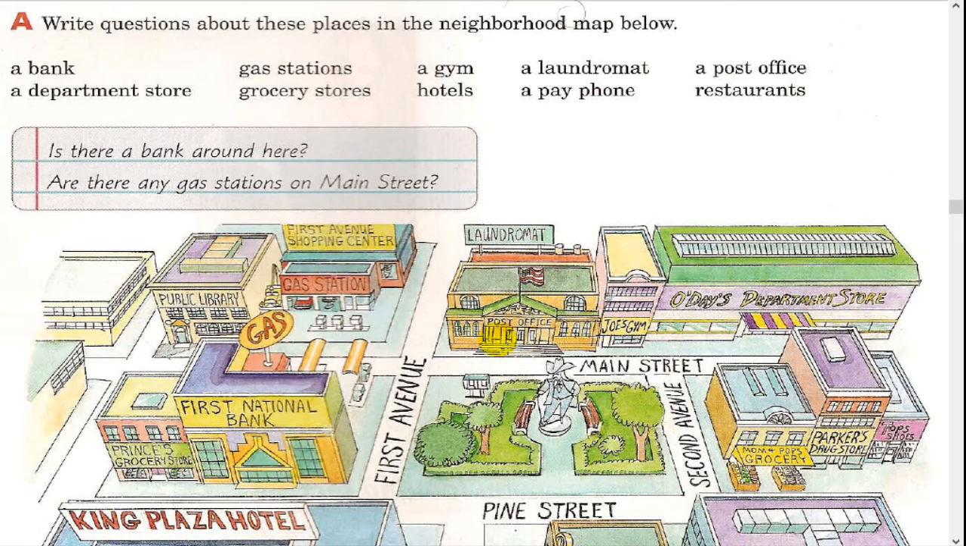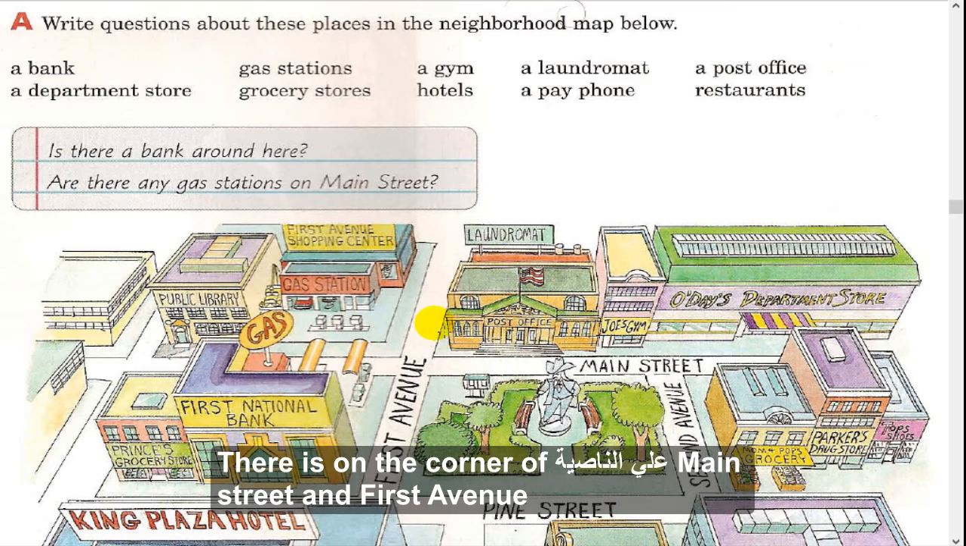Is there a post office? Yes, there is. There is one on Main Street. There is one on the corner of Main Street and First Avenue. Corner: between two streets. The post office is on the corner of Main Street and First Avenue.